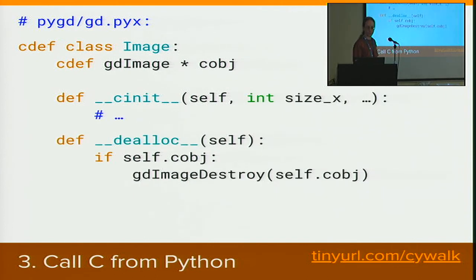The opposite of cinit is dealloc. So again, this is called when the instance is destroyed, and we simply just call gd_image_destroy, so we don't have a memory leak when we delete that Python object.